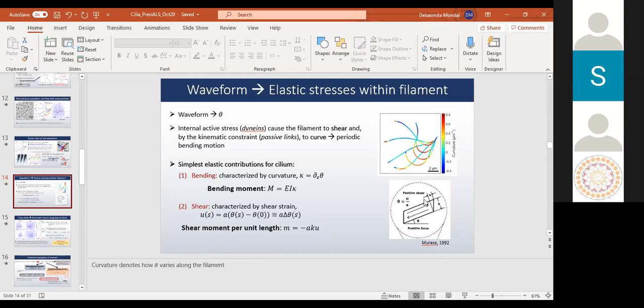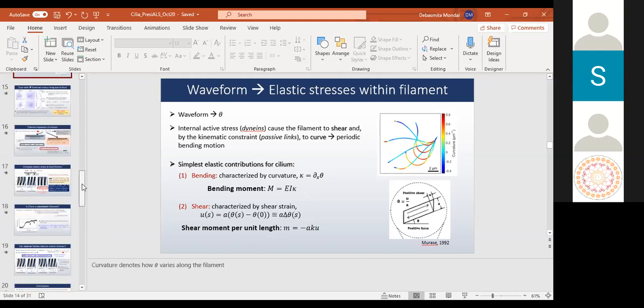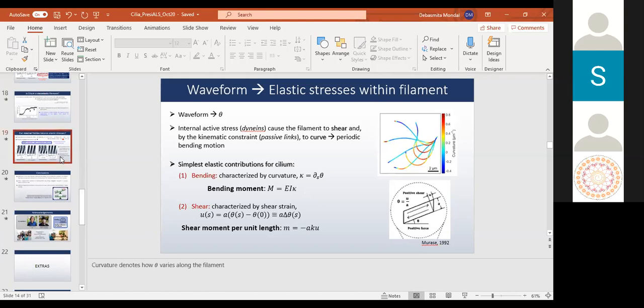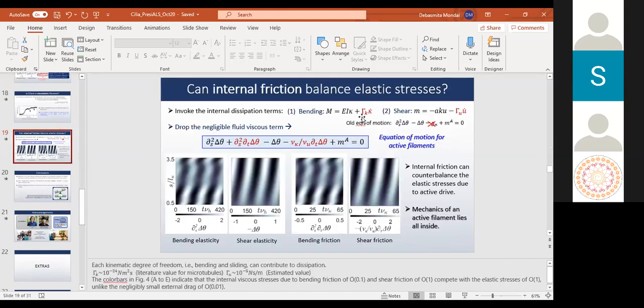The tangential part of that extension will give you the shear strain or the shear displacement. And the normal part will give you the curvature. And that's how you get these two contributions for elasticity. Fine? And when you go for the friction term, as you always know, we take the time derivatives of the same term. And similarly, we get the frictional terms.